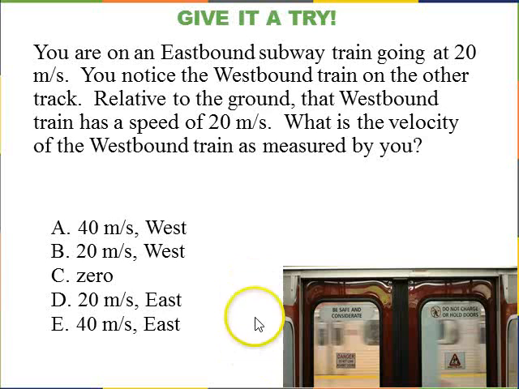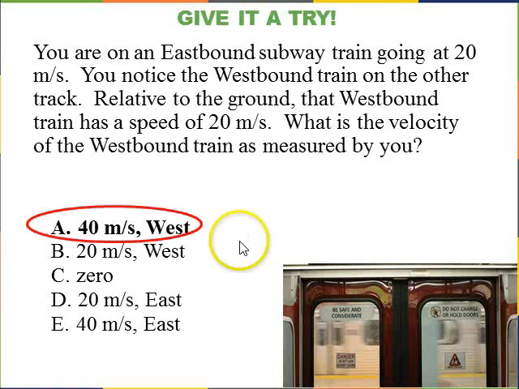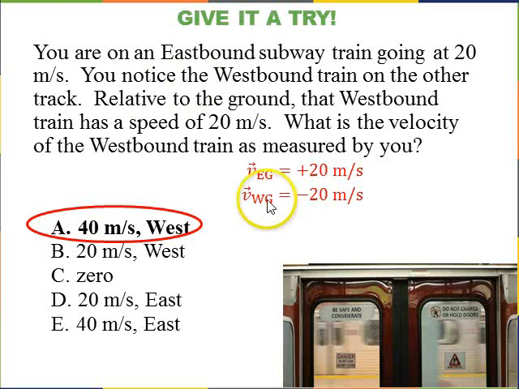So think about this, pause the video, and then resume. Okay. Hopefully you got 40 meters per second west. The way that would work is you could say you're in an eastbound train going 20 meters per second, so the velocity of you, the eastbound train, relative to the ground is plus 20 meters per second if you define positive velocity towards the east. And then the westbound train is also 20, but now it's going in the opposite direction, so v of the westbound train relative to the ground is negative 20.